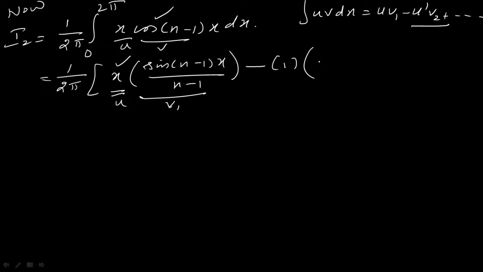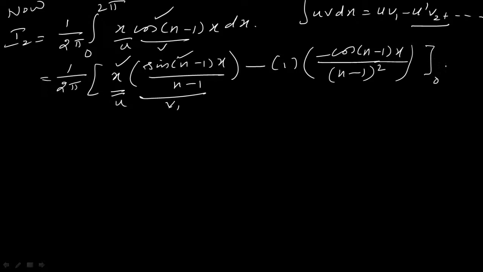So here you have n minus 1 in the denominator of v1, so take it as a constant. So when you integrate sin(n minus 1)x, you get minus cos(n minus 1)x divided by n minus 1. Already you have one more n minus 1 in the denominator, so (n minus 1) the whole square. Now the limit from 0 to 2 pi. Let me simplify first and then go for substitution of the limit.